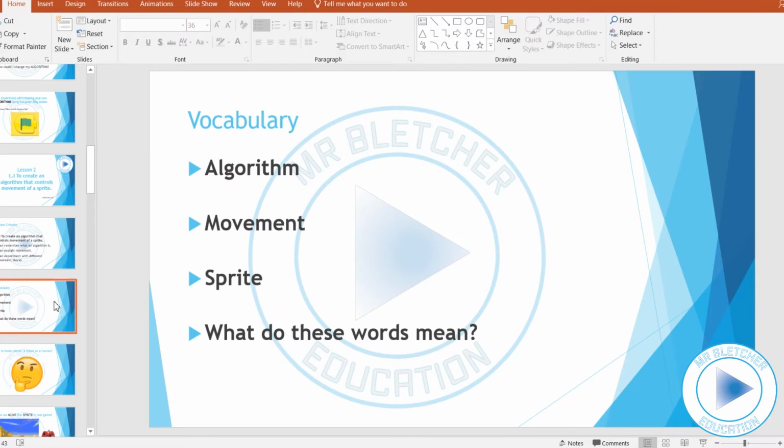As usual, we go to the vocabulary to start, see what the children know, and start to build on that. Algorithm we looked at last week as a set of instructions. Movement, sprite. The sprite, they are least likely to understand. Sprite just means a character. So you think of popular characters like Sonic the Hedgehog, Mario, they are sprites. We like to try and get the children inspired by what they are learning with computing. We try to apply it to the real world.